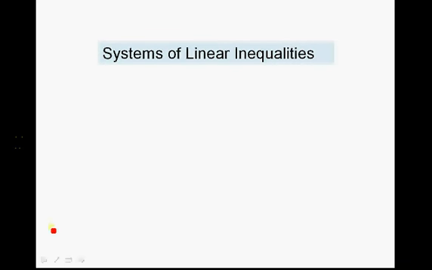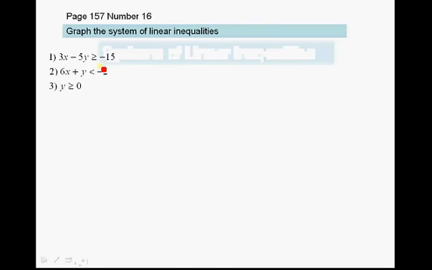Okay, so what we're going to do is take a look at systems of linear inequalities. This is from Unit 4, and specifically we're going to go to page 157, number 16. The direction states graph the system of linear inequalities. We have three equations here. Okay, so we know we have to graph these things.